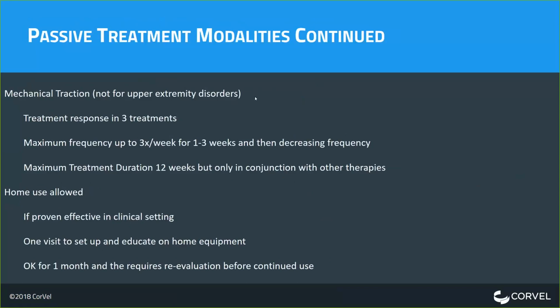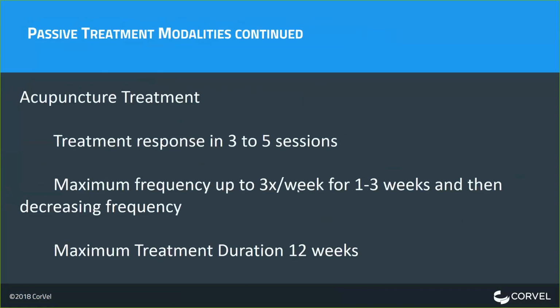Mechanical traction, not for the upper extremity disorders. So in the rules for the neck, the low back, and thoracic, you want a treatment response in 3 treatments. Maximum frequency is up to 3 times a week for 1 to 3 weeks, then decreasing, and again, your maximum treatment duration. And again, there's some addressing home use of equipment as well. Acupuncture treatment requires a treatment response in 3 to 5 sessions. Maximum treatment frequency is listed with a decreasing frequency.